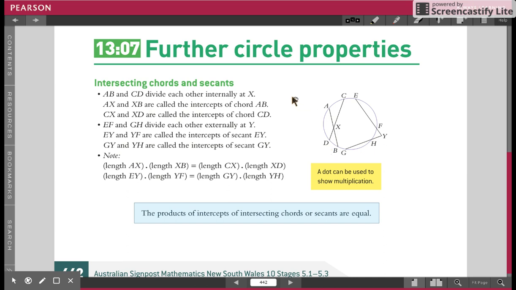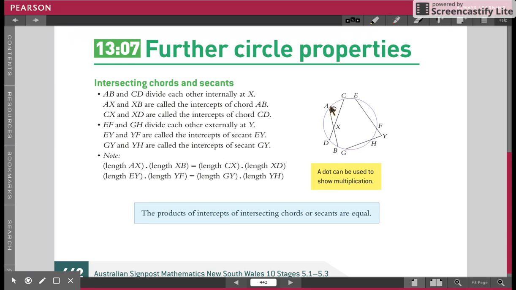Okay, boys, here's another proof. What we're looking at is a different style where we're analysing the product of intercepts of chords that intersect, and we're going to show you that they are equal. So when we multiply the two chords and their components, you'll see that they're equal.